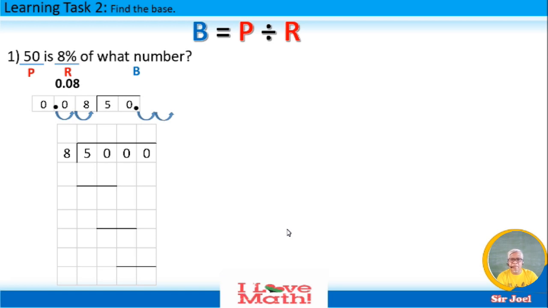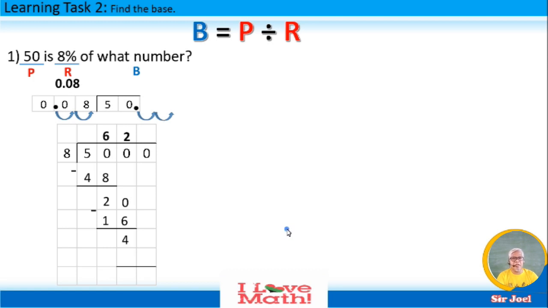To solve, we have 50 divided by 8 is 6. 6 times 8 is 48. Then subtract 50 and 48. The answer is 2. Then bring down 1 0. It is 20 divided by 8. The answer is 2. And 2 times 8 is 16. Subtract 20 and 16. The answer is 4. Bring down the last 0.